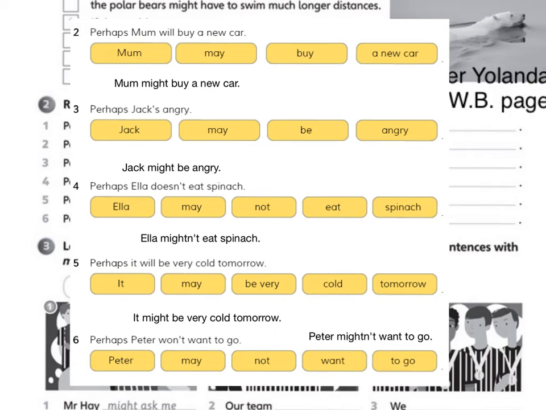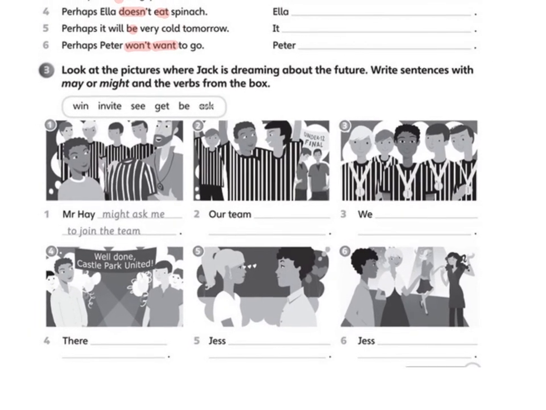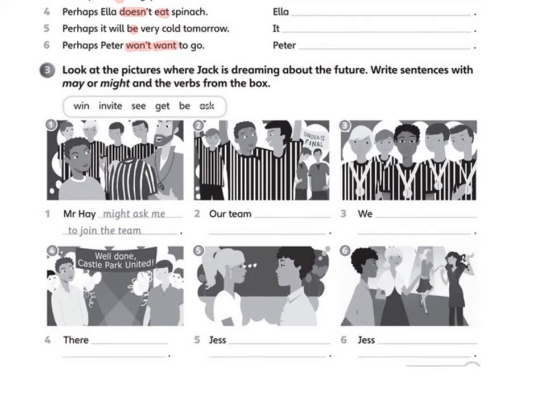Now let's move on to the next exercise. For the next exercise, it says, look at the pictures where Jack is dreaming about the future. Write sentences with may or might and the verbs from the box. Our verbs are going to be win, invite, see, get, be, and ask. Ask is our example. Pay attention. Mr. Hay might ask me to join the team.